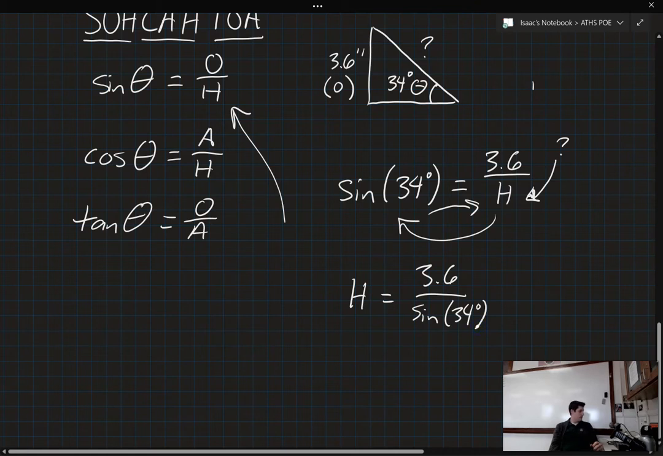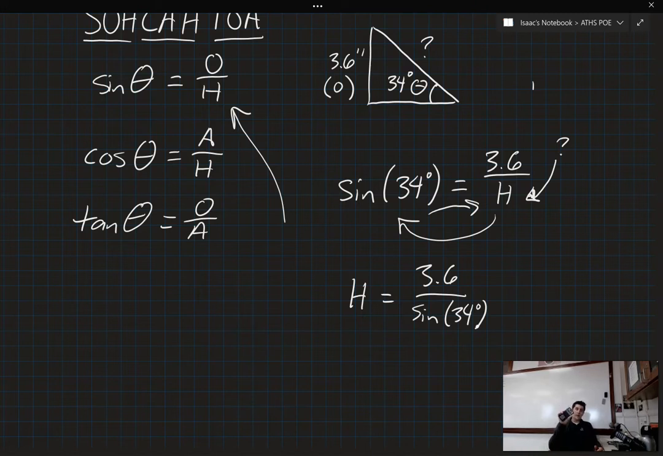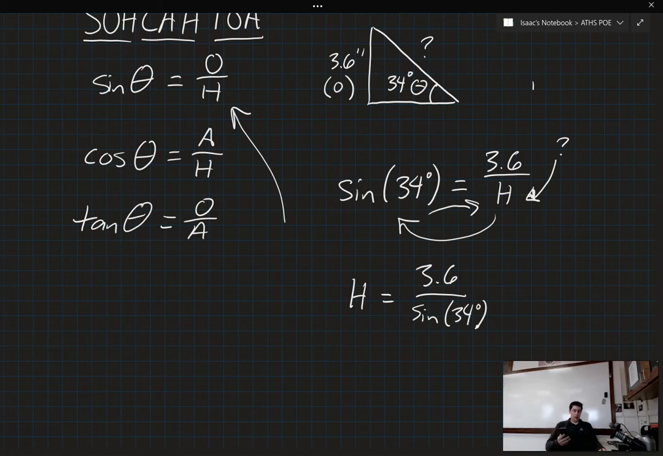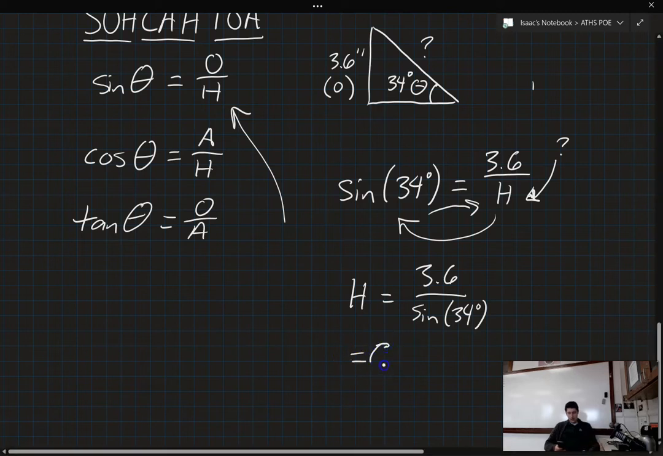Now to do this math, we're going to use a scientific calculator. Make sure that when you use this scientific calculator that it's in degrees. If it says rad, then you probably have a different math class, and just make sure you switch back when you are in here. So 3.6 divided by the sine of 34 should give you a hypotenuse of 6.437. We'll go ahead and round that to 6.44 inches.